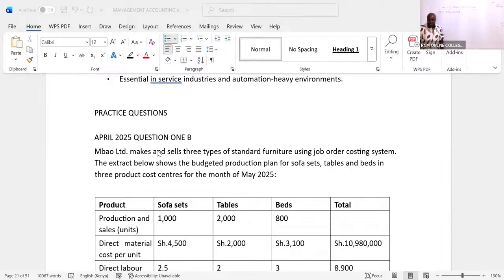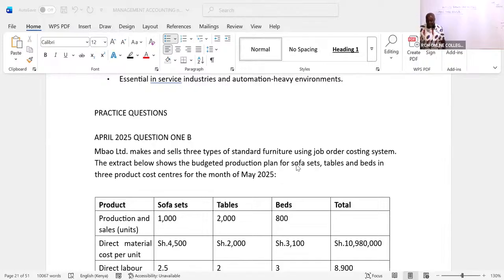EAU Limited makes and sells 3 types of standard furniture using job order costing system. The extract below shows the budgeted production plan for sofa sets, tables, and beds in 3 production cost centers for the month of May 2025. Sofa sets, we produced 1,000. Tables, we produced 2,000. And the beds, we produced 800.